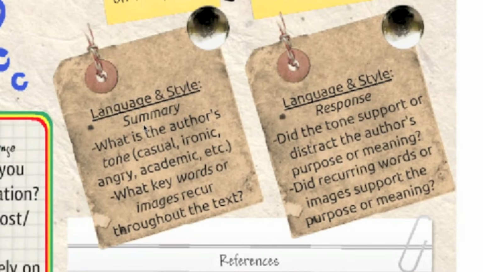You can look at another element of our rhetorical situation by looking at language and style. In the summary portion of your essay, you will simply identify the author's tone as casual, ironic, preachy, humorous, academic, and more. But when you flip into your critical glasses, you will interpret whether or not the tone supported or distracted the author's message.